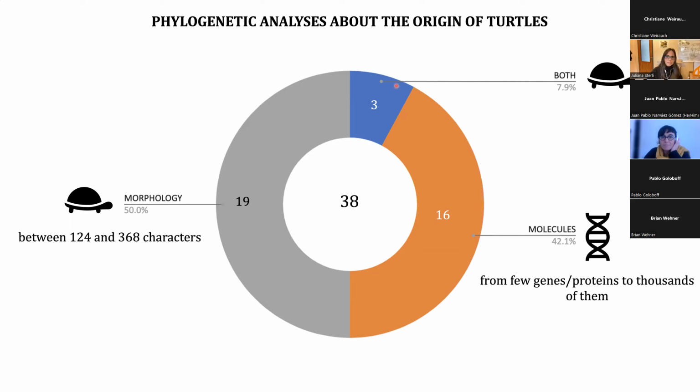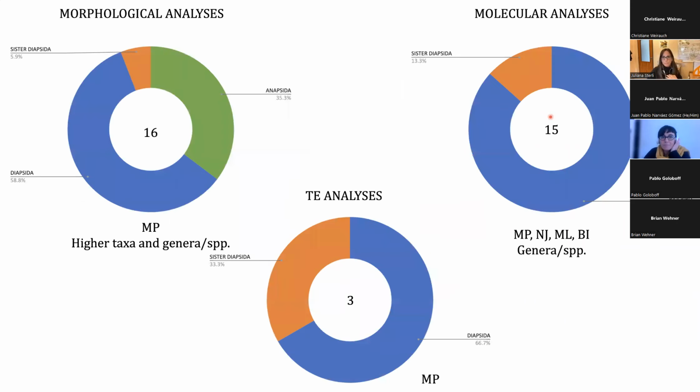And then only around 8% is in a total evidence framework. So it's very little compared with all the remaining papers. And if we see the morphological analyses, 60% of them are relating turtles with diapsids, 35% with anapsids, and 60% are sister to diapsida.